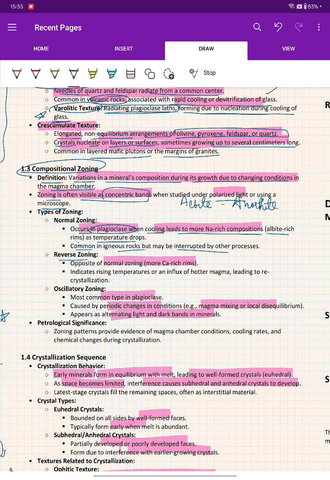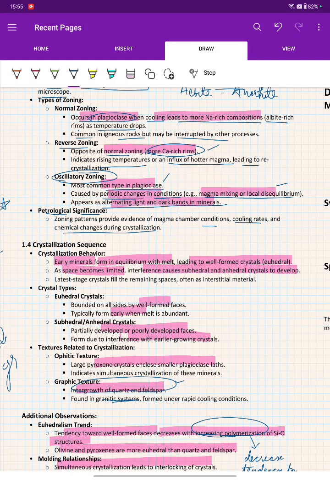Now we have reverse zoning. It's the opposite of normal zoning, and it has more calcium-rich rims. It indicates rising temperature or an influx of hotter magma that leads to recrystallization. Now we have oscillatory zoning. It's the most common type in plagioclase. It's caused by periodic changes in conditions, that is magma mixing or local disequilibrium, and it appears as alternating light and dark bands in minerals. Petrological significance: zoning patterns provide evidence of magma chamber conditions, cooling rates, and chemical changes during crystallization.